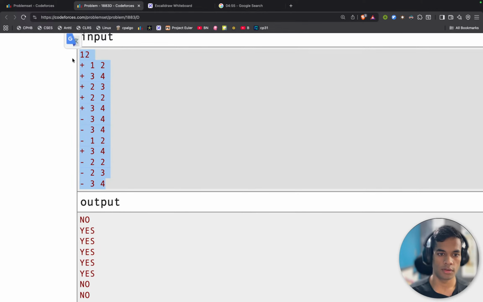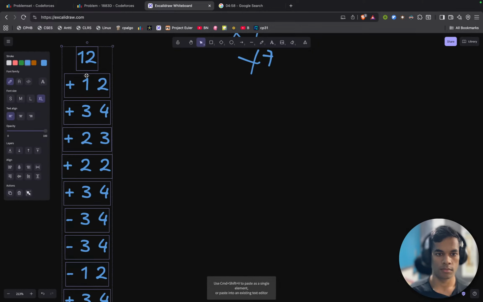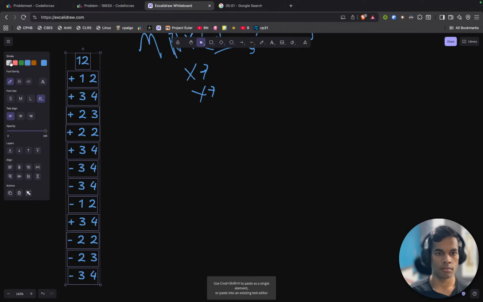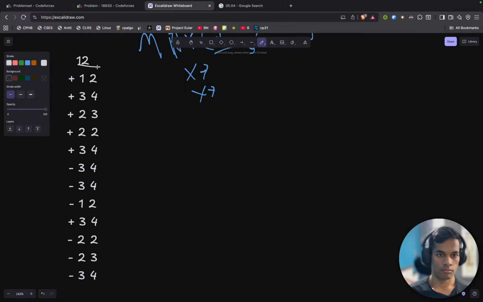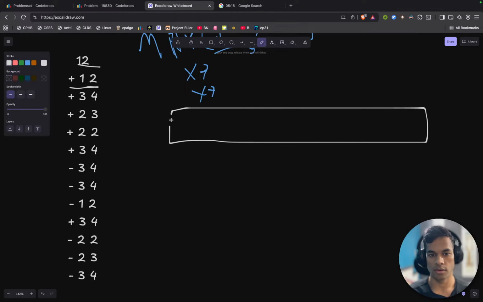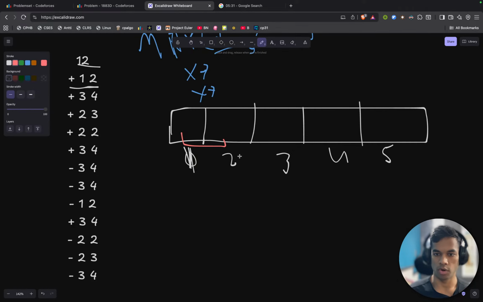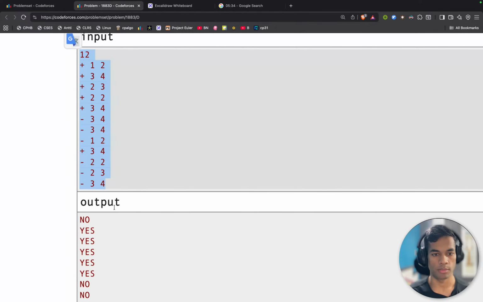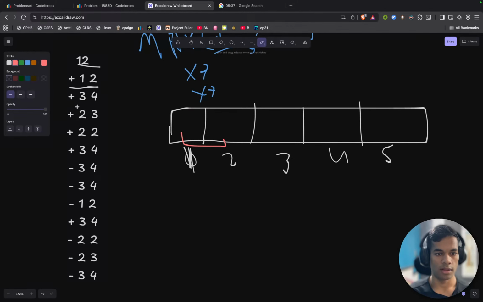Let's simulate this whole thing. They're saying we have 12 queries. Okay, 1, 2, and the maximum goes up to 4. We can have our little segment here, number 1, 2, 3, 4, and 5, let's say. Initially this is the query 1, 2. And we'll say no because there is just one segment and there are no segments. Makes sense. And then 3 and 4.